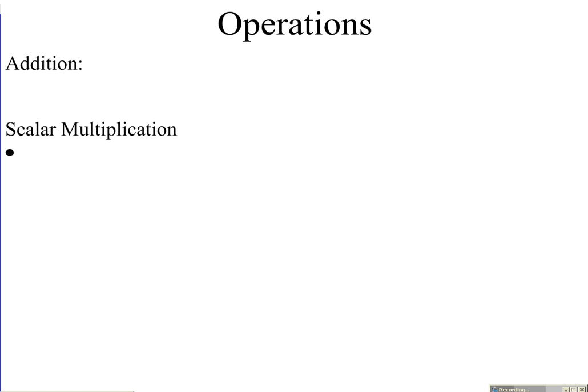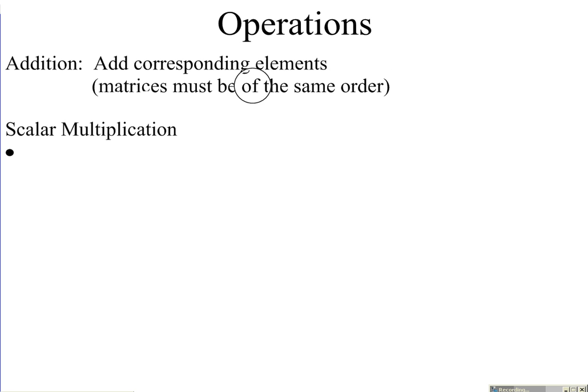For addition, very simple. We add the corresponding elements. However, the matrices must be of the same order in order to perform matrix addition. If they're not of the same order, you can't add them together. If they are of the same order, simply add corresponding elements. So row 1 gets added to row 1, row 1 column 2 gets added to row 1 column 2, and so on.